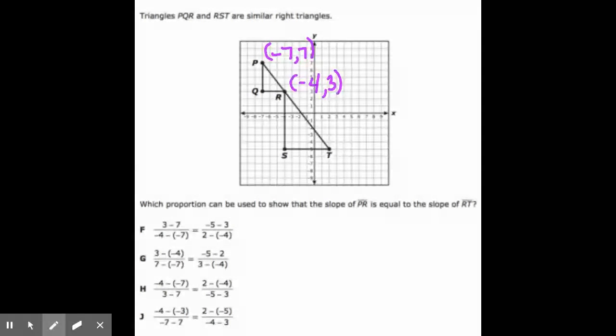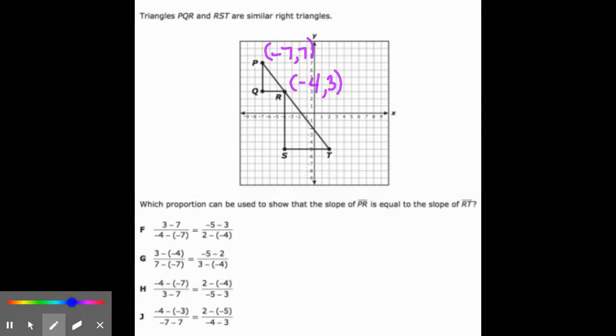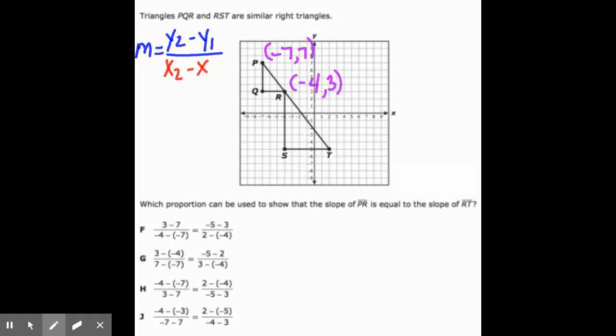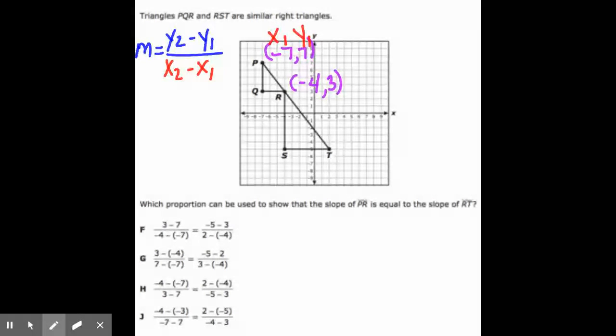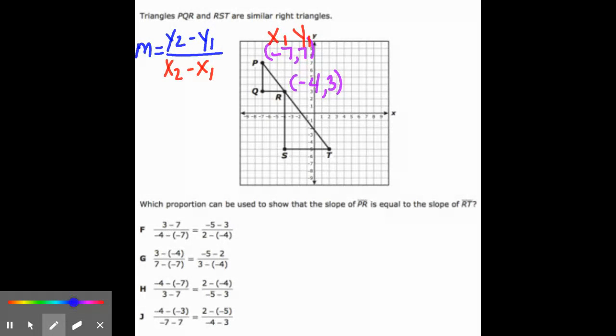All right, so we're talking about slope. So I'm going to go ahead and write my slope formula. M equals Y2 minus Y1 over X2 minus X1. All right, so let's go ahead and label our ordered pair. We'll label -7 and 7 as X1, Y1, and we'll label -4 and 3 as X2, Y2.